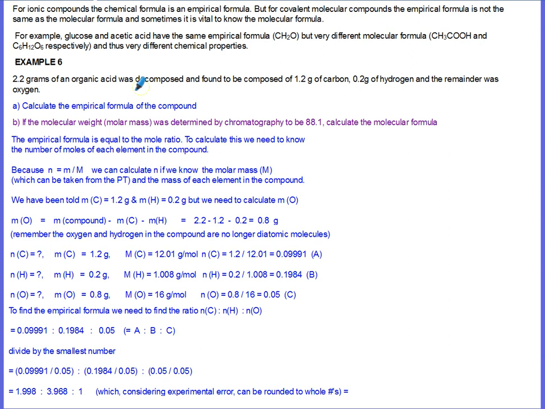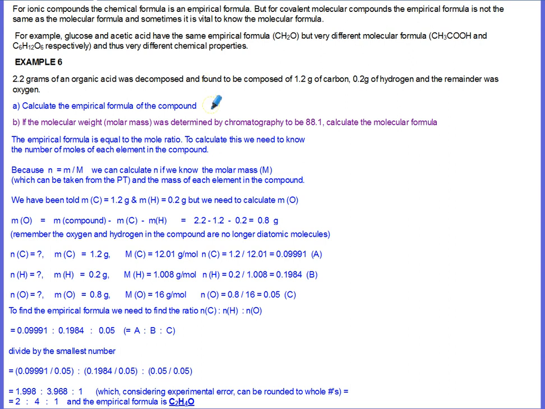So dividing all those by 0.05 gives us the ratio 1.998 to 3.968 to 1, which isn't a whole number ratio, but this was done in an experiment, and we know experiments have errors. So when you see these things, you know there's going to be a tiny amount of error in the results, and this is so close to 2, and that's so close to 4, that we can round this off to a nice simple whole number ratio. We can assume that means the ratio is 2 to 4 to 1, and therefore the empirical formula must be C2H4O. There's 2 carbons for every 4 hydrogens for every 1 oxygen. We've just figured out the empirical formula of this compound.